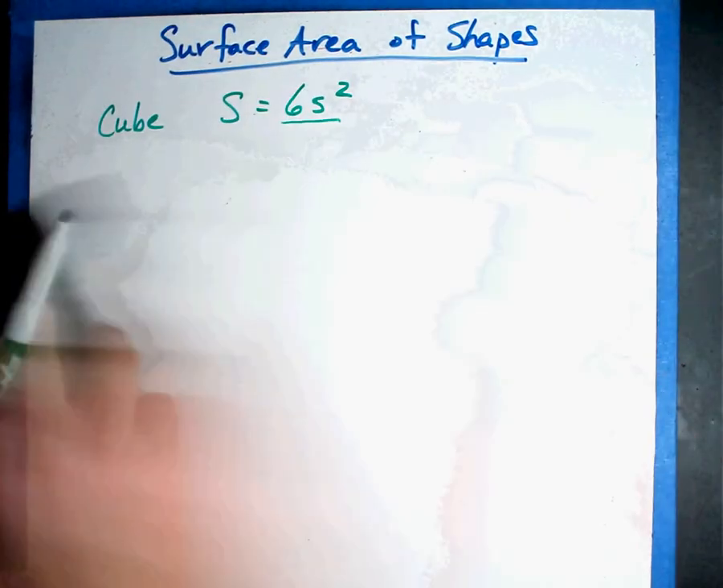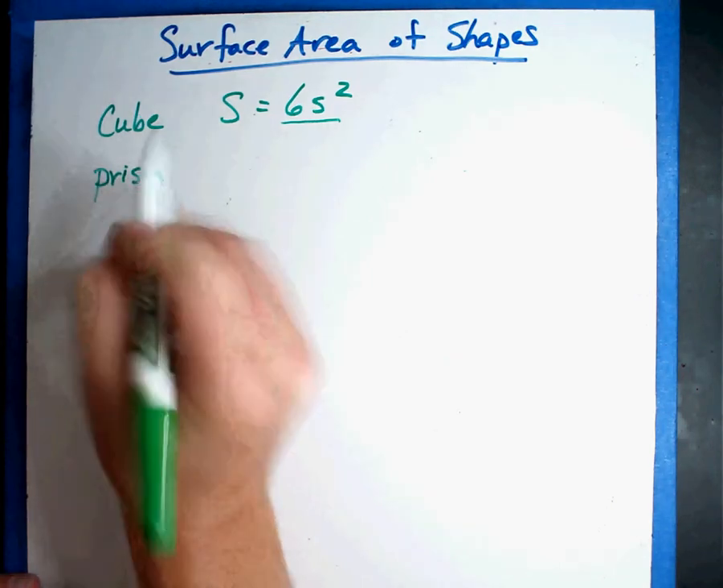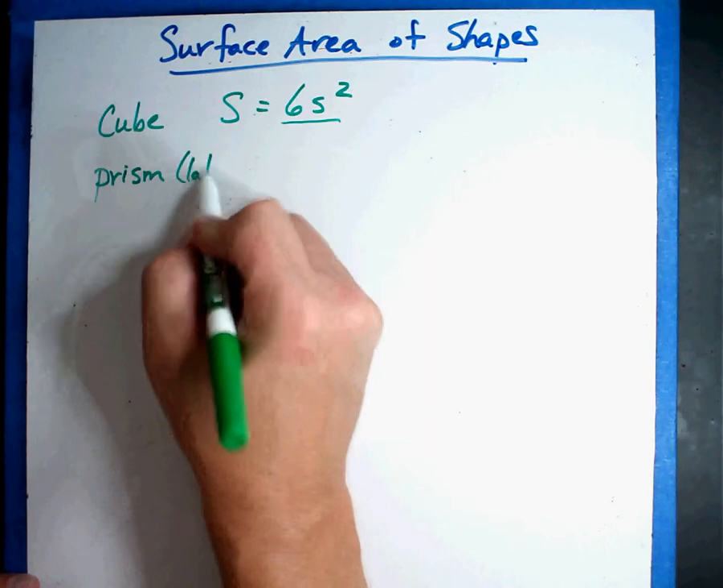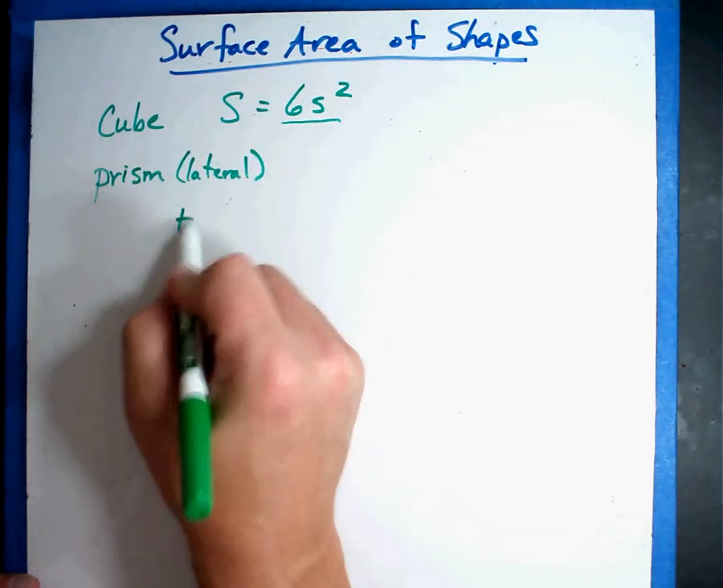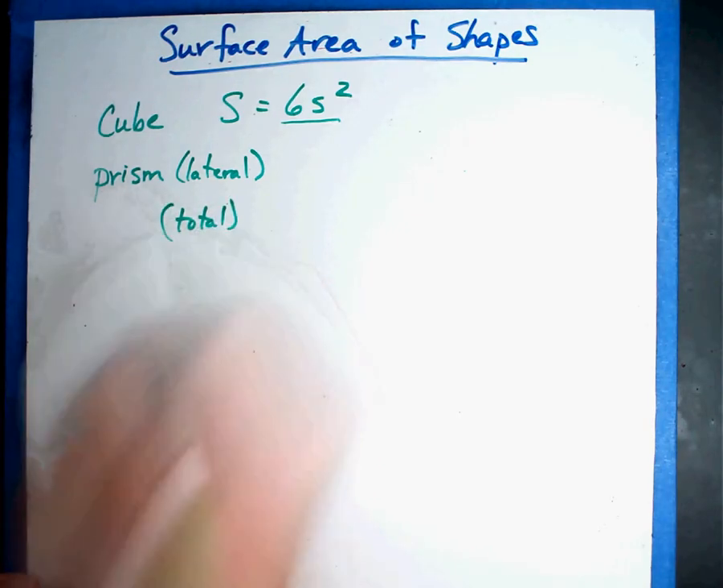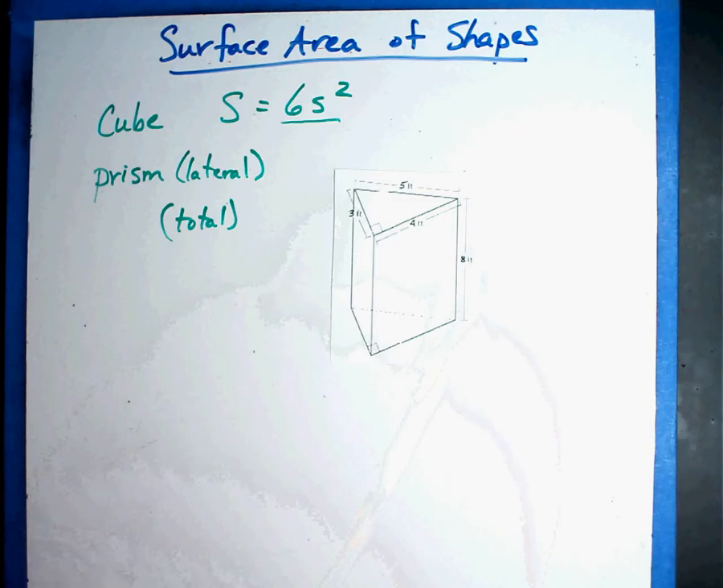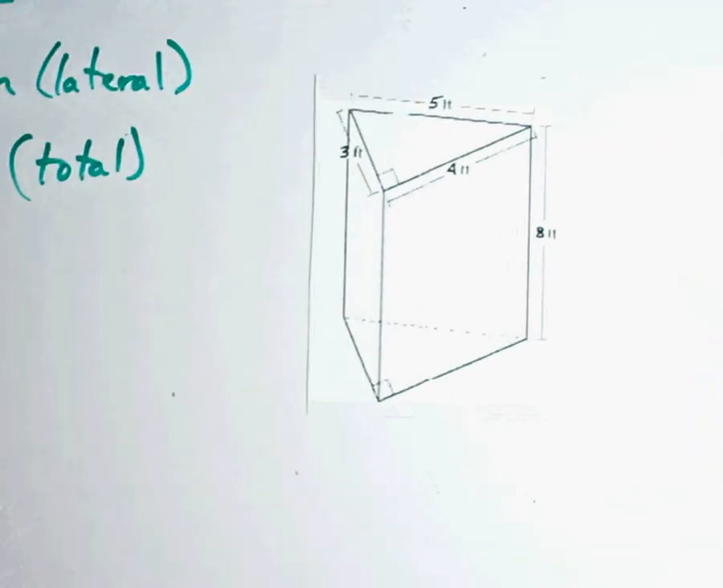Let's try another one. Let's talk about prisms. Now there are 2 formulas for a prism. First one is called the lateral, and the next one is called total. So let's talk first about what a prism is. Here's an example of a prism. I'm going to zoom in for a minute so you get a look at it. As a matter of fact, if you want to draw it, that might be a good idea too.